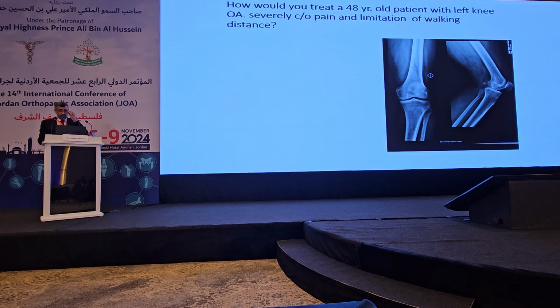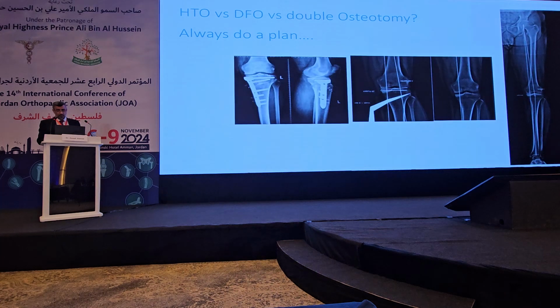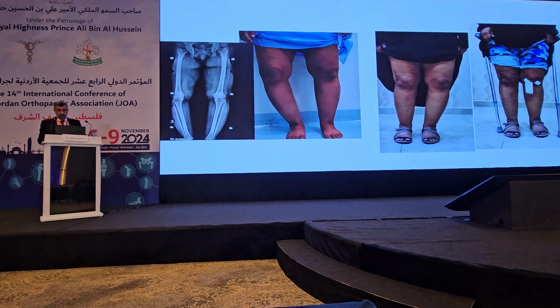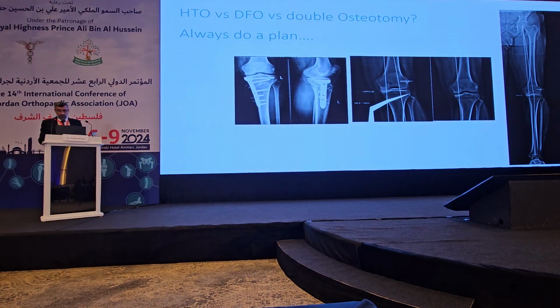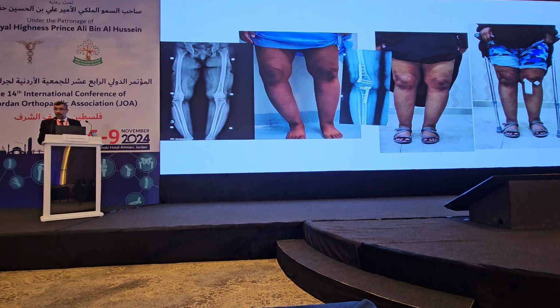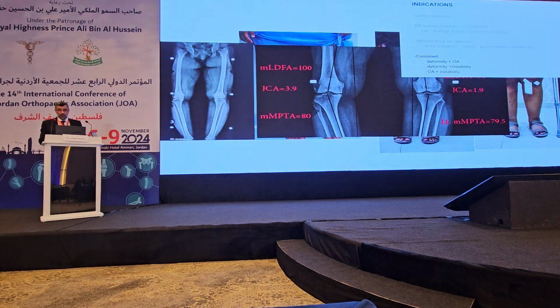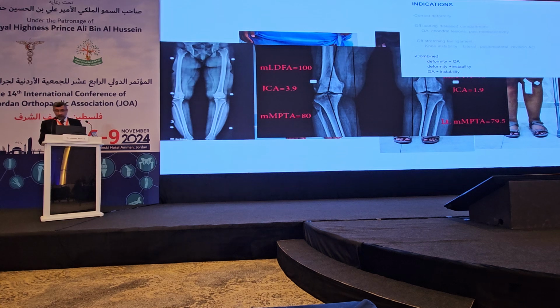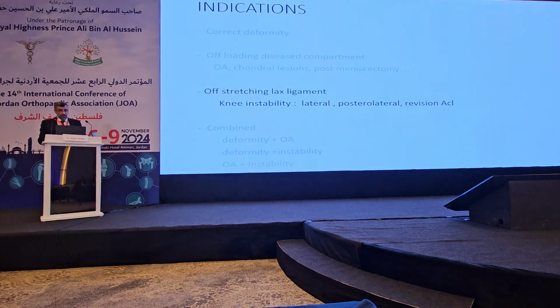So back to our case, what would you do? Osteotomy. I think most of you will agree to do osteotomy. Now, high tibial or distal femoral? In this case, sure, after our plan, we did high tibial osteotomy, but not always high tibial. This is another case where she has bilateral osteoarthrosis. On the right side, we did double osteotomy, and on the left side, we did high tibial osteotomy. And this is according to the plan. So this is one case of combined deformity, because there is a varus and osteoarthrosis.